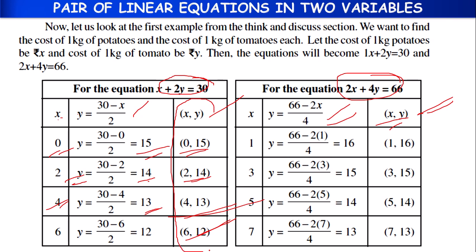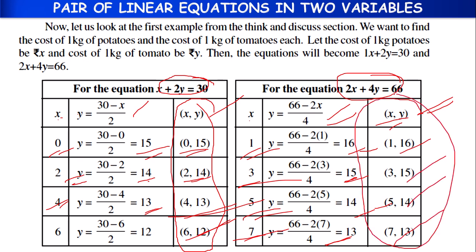These are the ordered pairs satisfying the first condition. And here, if x is 1, y is 16; 3, 15; 5, 14; 7, 13. So 1, 16; 3, 15; 5, 14; 7, 13. These are the ordered pairs satisfying the second equation.